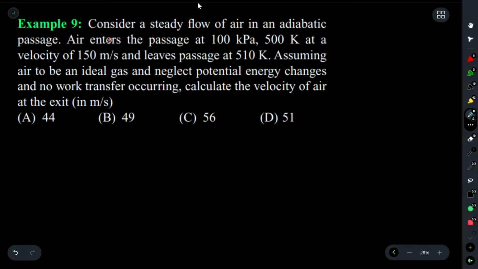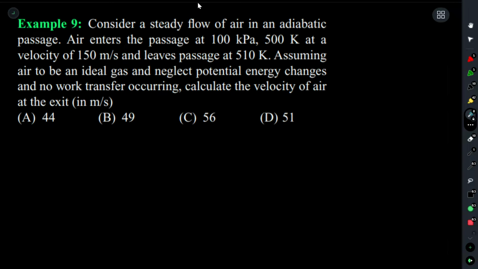Here it is telling that consider a steady flow of air in an adiabatic passage. So there is a passage which is adiabatic, that means there is no interaction of heat. And there is flow happening, so it is not the case of a closed system. It is the case of an open system, that means some mass is entering the system and some mass may also exit from the system. So this is a pure case of control volume and open system. Let us read further.